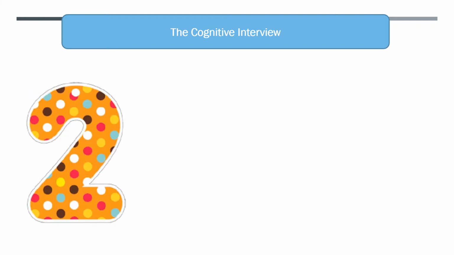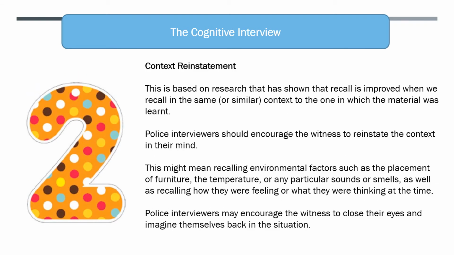Number 2, context reinstatement. Now this is to try and encourage the person to reinstate the context in the mind, so recalling environmental factors such as smells, it might be sounds, if it was inside it might be what room were you in, how they were feeling, what was your emotions like.